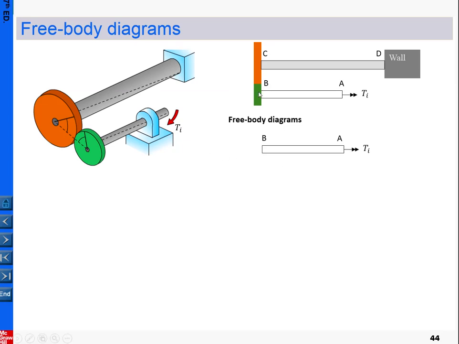Okay, we start by taking the free body diagram of AB, from where the loading applies. My strategy is to start from the beginning, from where the loading is applied, and then follow the transmission of the force. So here I take the free body diagram, and there is a given torque, and due to action and reaction, you should expect this reaction here to get the whole thing in static equilibrium, with magnitude equal to Ti.